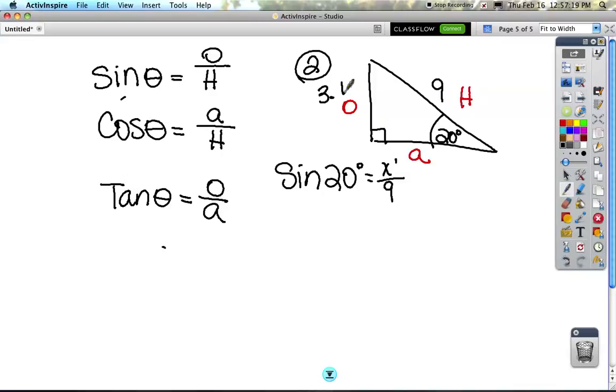Okay. Now we're going to cover up the O. That leaves me what two sides? A and H. So that's going to be cosine 20 equals adjacent over hypotenuse. So you're going to multiply by 9. 9 cosine 20, give me 1 decimal place. How much? 8.5. Please check that.